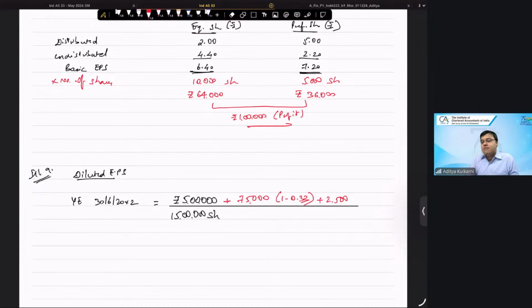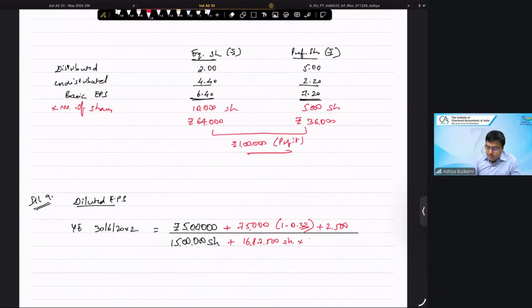Because it is converted, there won't be any mark to market movements because it is no longer a derivative, it is converted into a liability. So that MTM movement goes away. So plus 2500. 15 lakh shares plus you will have 1687,500 potential shares. But will I take 1687,500 entirely? Answer is no. The loan notes were issued on 1st October. That is for 9 months. So this also will be considered for 9 months.